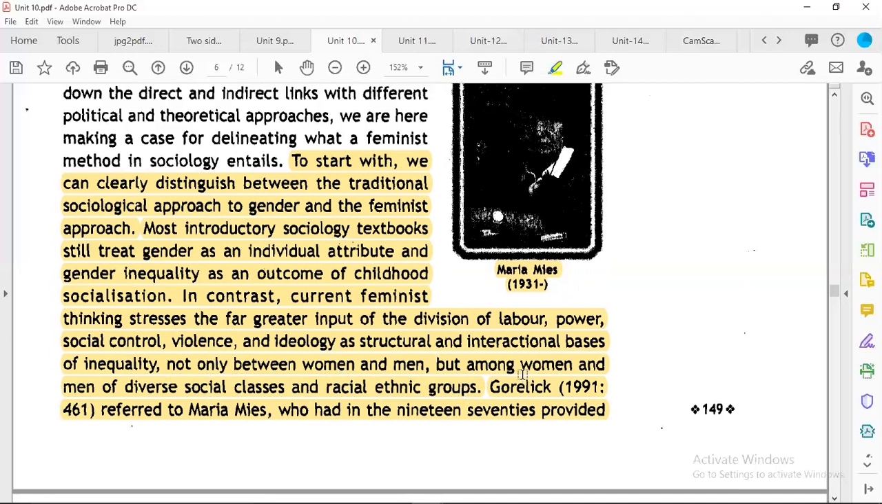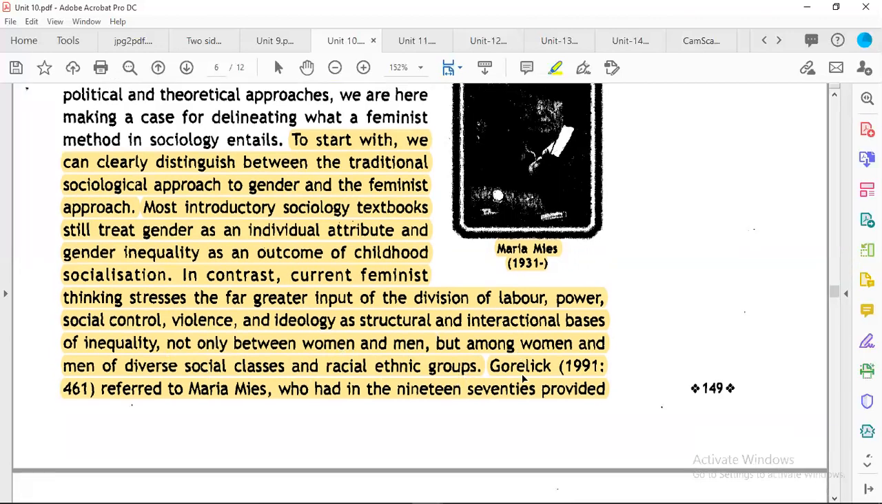So wherever we go, we will get gender. Gender is not an individual trait. Gender is not only the result of socialization. Gender is present everywhere, in every racial ethnic group, in every social class, in every structure.